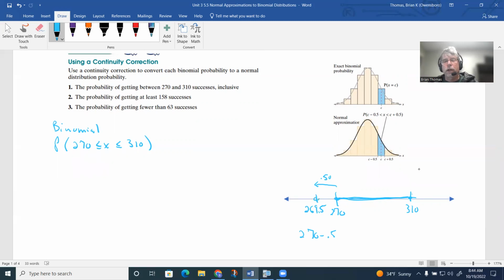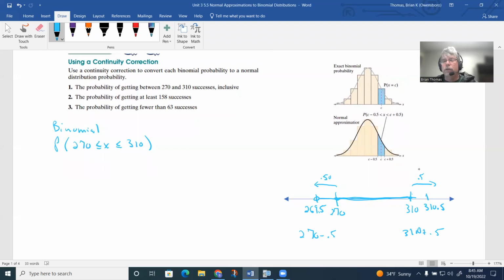So we want to be at this spot. And then notice now the 270 is included. And to include the 310, we actually have to go to the right of the 310 by 0.5. So in other words, I have to add the 0.5 to that. So 310 plus 0.5 would give me 310.5.